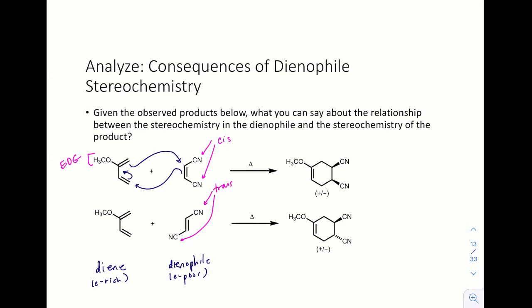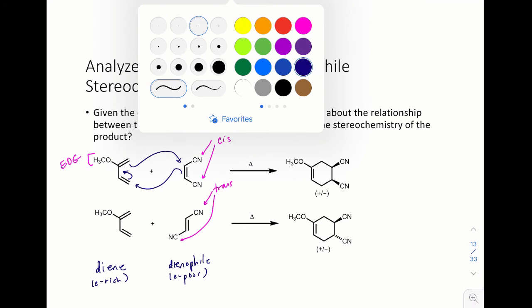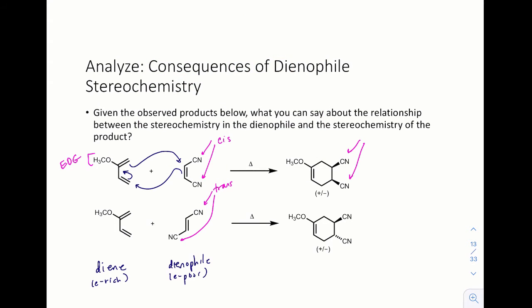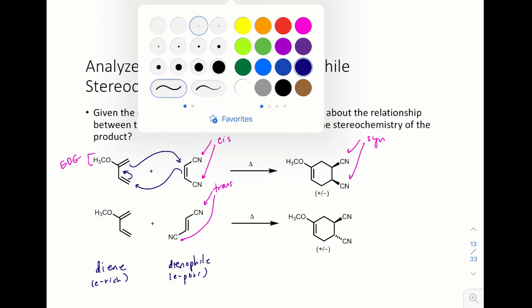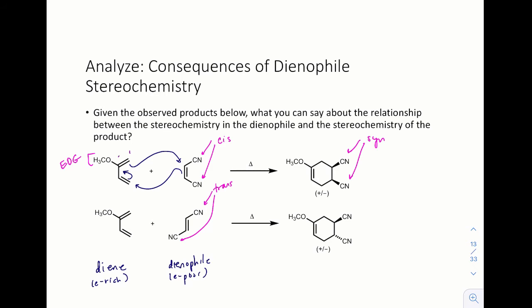Reaction of the cis alkene yields the syn Diels-Alder product, where the electron withdrawing groups in the product cyclohexene are syn to one another, meaning on the same face of the ring. This product is formed as a racemic mixture, as indicated by plus minus. It is a 50-50 mixture of two enantiomers. However, it is one single diastereomer. In other words, there is no product that has the nitriles anti to one another.